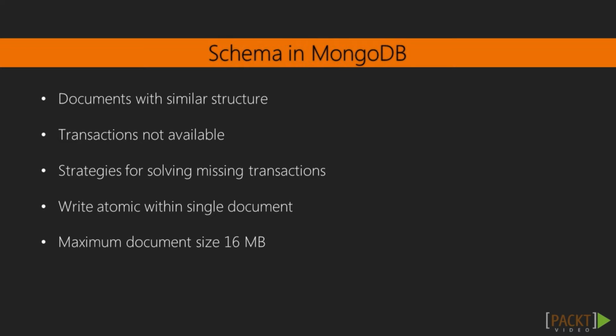Transactions are not available in MongoDB, so you will want to avoid using it where they are important, for example, financial operations. Even if transactions are not available, there are strategies for solving this problem. In MongoDB, write operations are atomic within a single document. The maximum size of a document is 16 megabytes. Only on rare occasions will you reach this limit, but it's worth keeping in mind when you're making your data model.